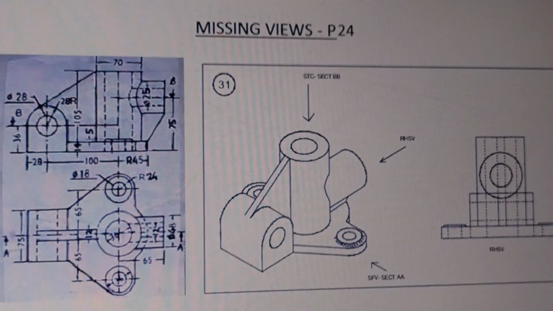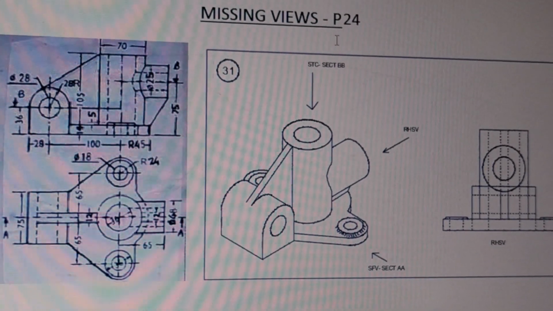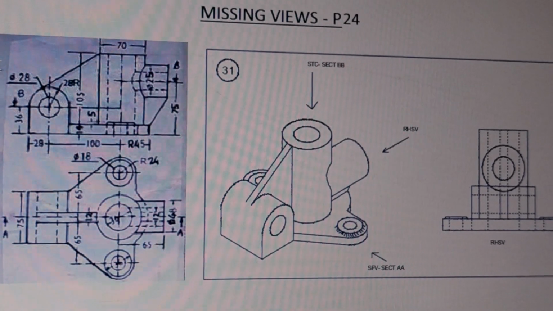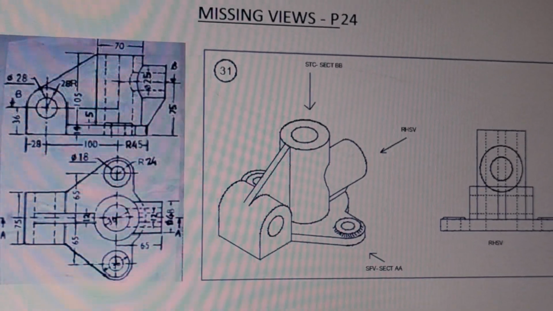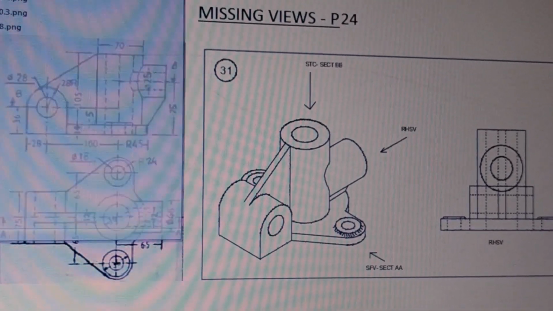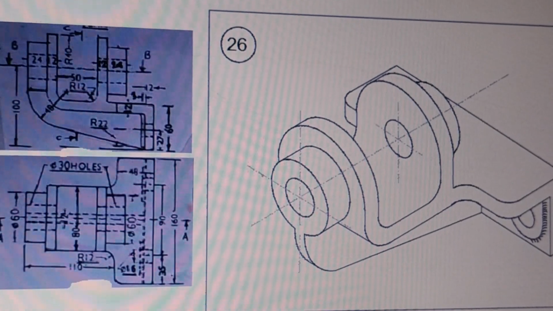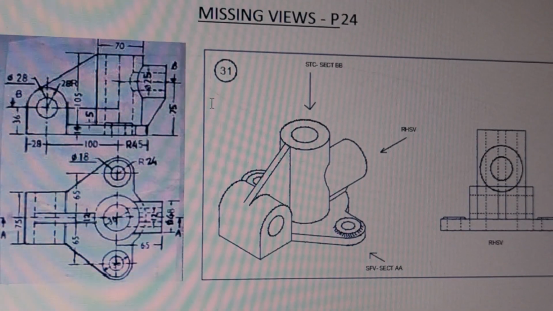Okay, so now you can see that this is missing views practice sheet number 24, and we have just discussed problem number 31. So for this practice sheet we are going to draw problem 26, which was discussed earlier, which is here, 26, and then this is problem 31. So these two problems we are going to draw for this.